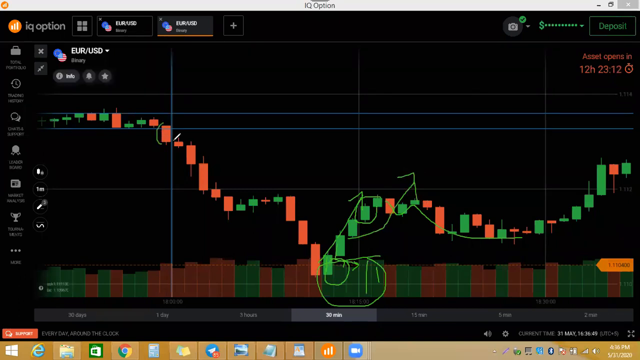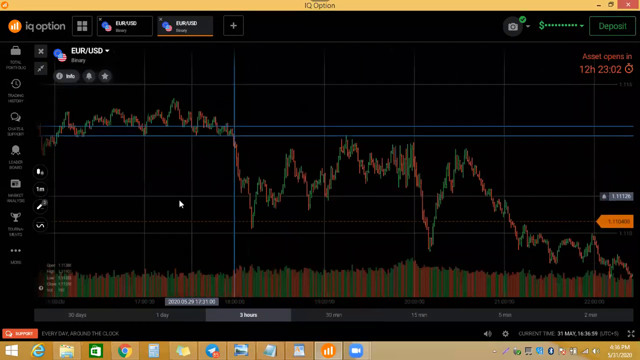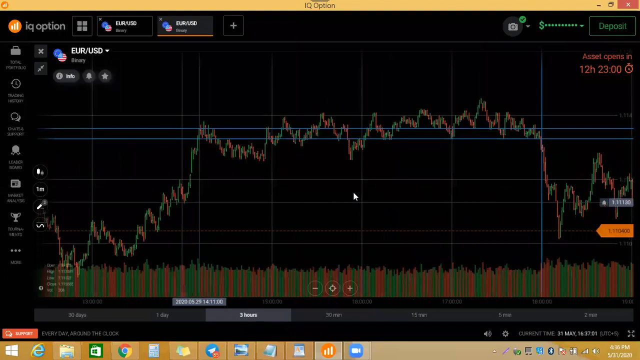In this case, if you find the rising volume, you can place a 5-minute put option, it will go down. So that is one tip. And now look at another tip.